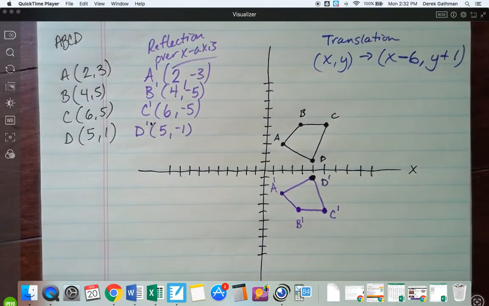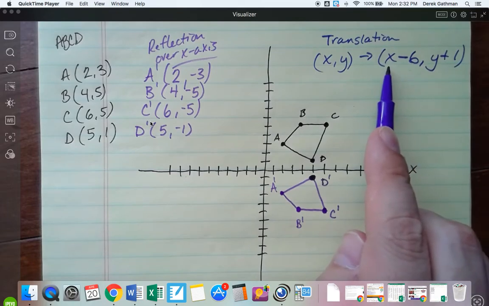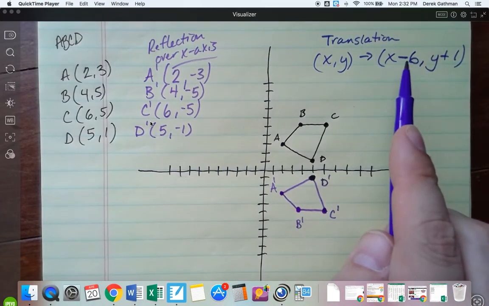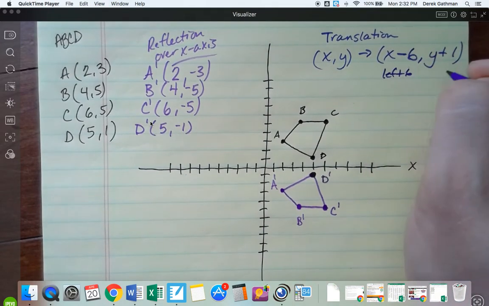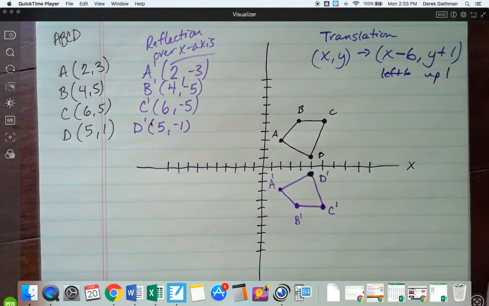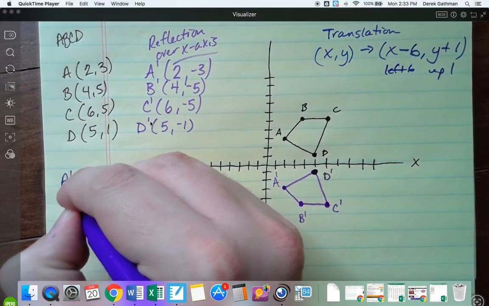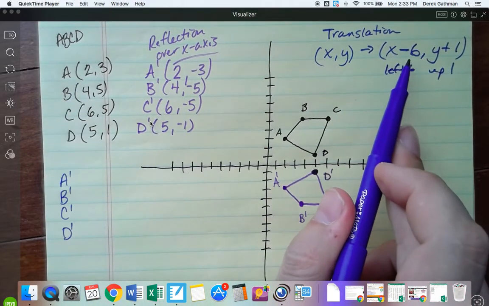And here's what that tells me. It says I want a translation where I move to the left 6, because x's are my horizontal, left and right. So I'm going to go minus 6. So I'm moving to the left 6. And then plus 1 to my y would just mean I go up 1. So all I'm going to do to find my A prime, B prime, C prime, and D prime would be just to literally do that to those coordinates.